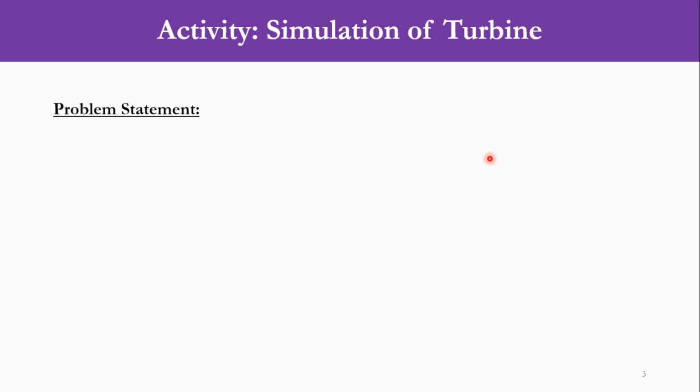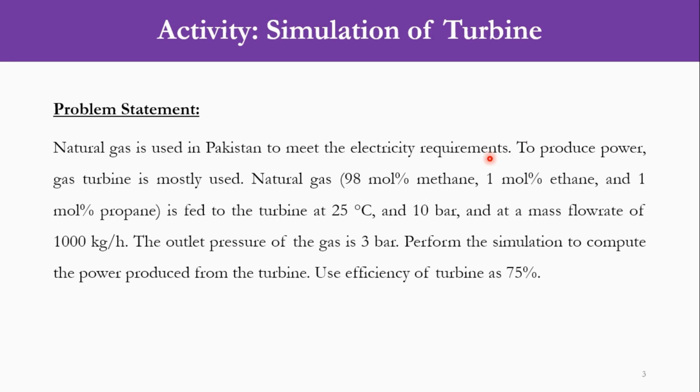The problem statement is that natural gas is used in Pakistan to meet the electricity requirement of both domestic and industrial sectors, and to produce power, natural gas turbines are mostly used. For the natural gas, we have taken a simplified composition: 98 mole percent methane, 1 mole percent ethane, and 1 mole percent propane. It is fed to the turbine at 25 degrees centigrade and 10 bar at a mass flow rate of 1000 kg per hour.